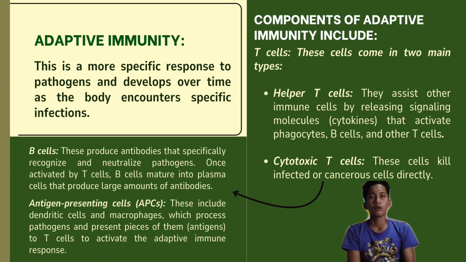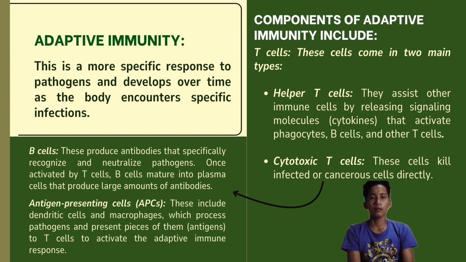Adaptive immunity. This is a more specific response to pathogens and develops over time as the body encounters specific infections. The response is to destroy invading pathogens and any toxic molecules they produce. These are the components of adaptive immunity. T cells. These cells come in two main types. Helper T cells assist other immune cells by releasing signaling molecules that activate phagocytes, B cells, and other T cells. Second is cytotoxic T cells.